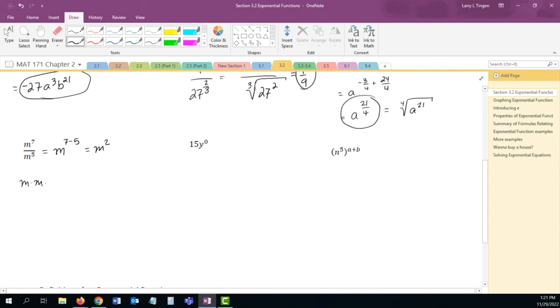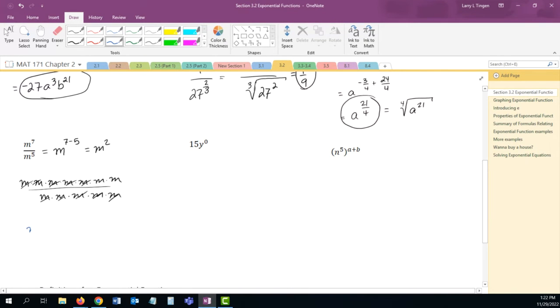If you're wondering why or how that works, this is 7. So if I write this out, m to the 7th is 7 factors of m. M to the 5th is 5 factors of m. 1, all the m's, 3 m's, that's 4 of them, that's 5 of them. All those divide away, leaving me what? M times m, which is m squared. That's why it works.